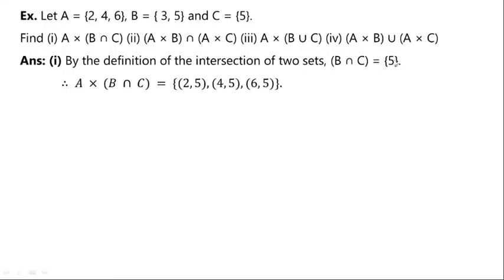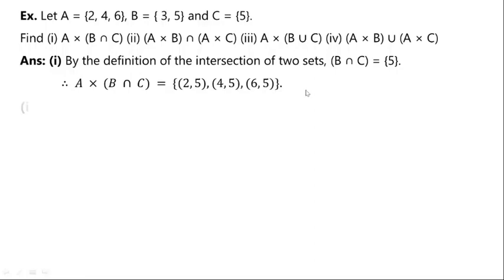Next we have to find A cross (B intersection C). So the first element of A relates with 5. That means we get the first ordered pair as (2, 5). Next (4, 5) and likewise (6, 5). So A cross (B intersection C) has elements which are ordered pairs, keep in mind: (2, 5), (4, 5) and (6, 5).